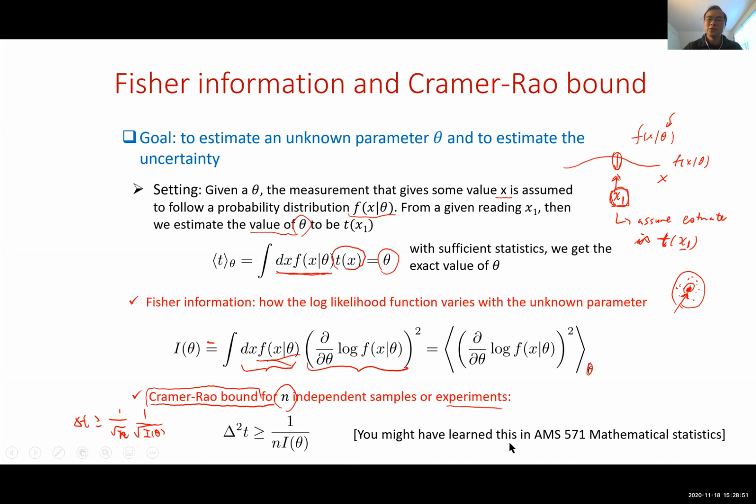I want to mention that this was taught in applied math 71. If you're in applied math, you might have already heard of this. Let me just pause and see who has heard of either Fisher information or the Cramer-Rao bound. I know there are a few applied math students. Okay, at least one of you heard. And this is a standard tool in mathematical statistics.